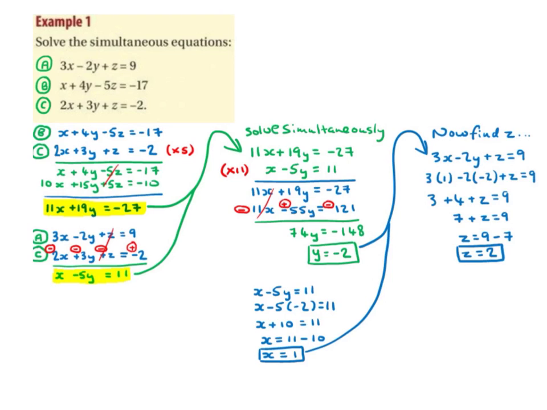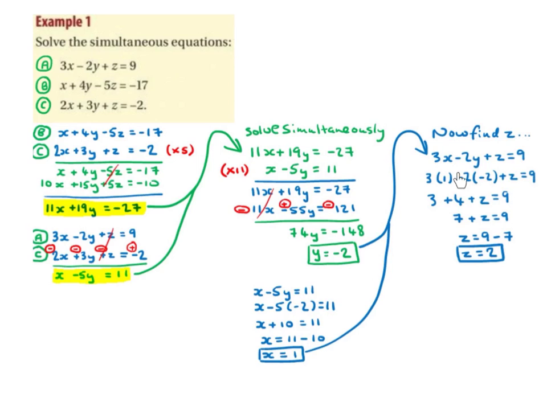So now I have y and I have x. I'm going to substitute both of these into one of my original equations. It doesn't matter which one. I'm going to go for the top one because I'm trying to find z. So I have 3x minus 2y plus z is equal to 9. I swap the x for 1 with brackets around it. I swap the y for minus 2 with brackets around it.